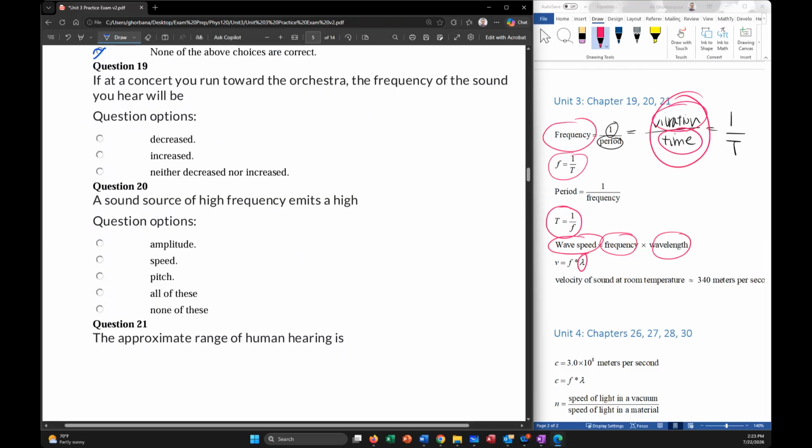Question number 19. If at a concert you run toward the orchestra, the frequency of the sound, we just said that, again, Doppler effect. When you are moving toward the sound source, the frequency that you hear will be bigger, it means that the frequency will increase.